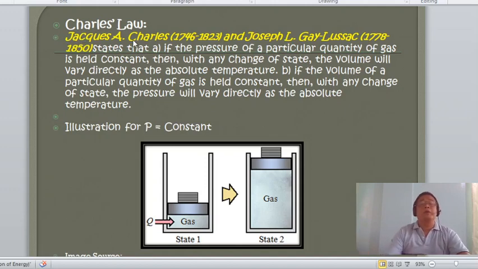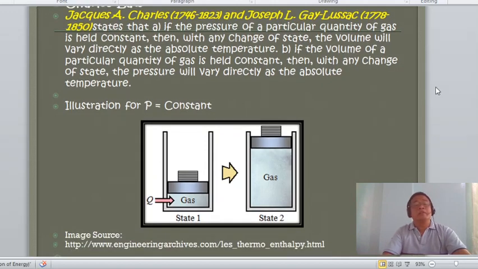Okay, so for another, we have this. If the volume is the one which is constant, in this case, the quantity of the gas is held constant, then with any change of state, the pressure will vary directly as the absolute temperature. Okay? So I think the law is clear.